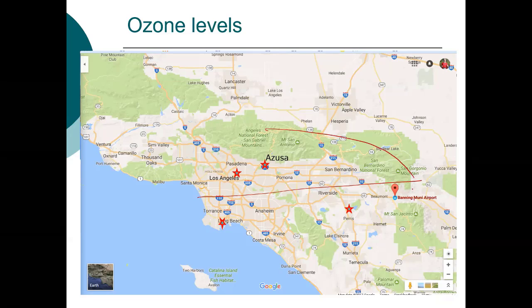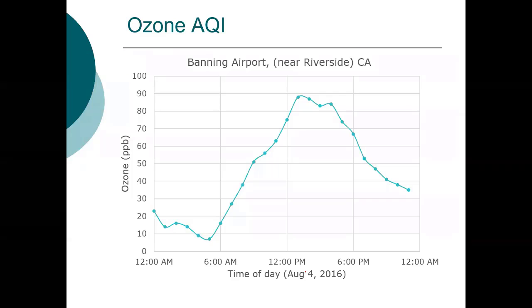Notice we have mountains to the east of Azusa and Banning, and actually to the east of all of these 5 locations. And what we want to look at is how do the ozone levels change with time of day, and how do they change with monitoring station? So this is the level at Banning Airport.